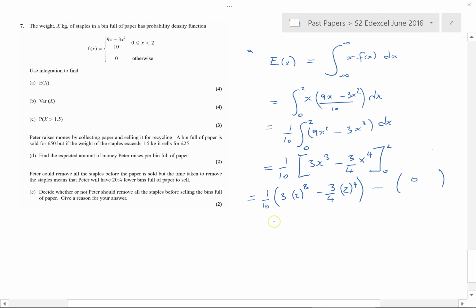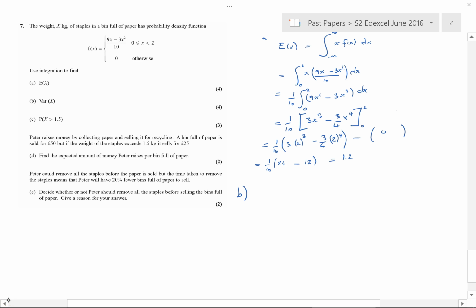Okay, so let's work this out. I've written an 8 there, probably 2 to the 3, of course. So it's equal to 8. So that's 3 times 8, which is 24. So that's 1/10 times 24. This is 16 divided by 4, which is 12. So that's 12. So that's equal to 1.2. So that's our mean. So we turn to working out the variance.